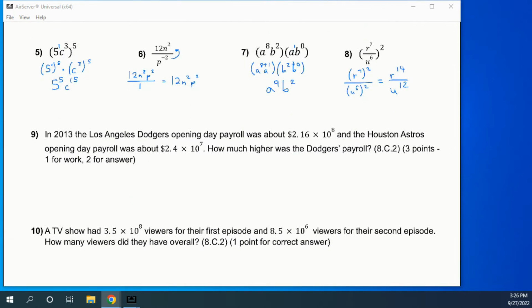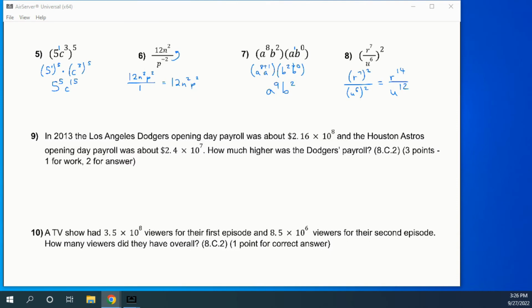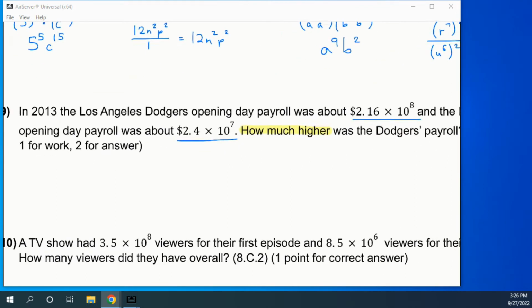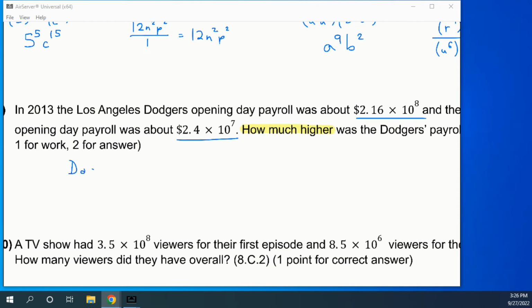Number 9, in 2013, the Los Angeles Dodgers opening day payroll was about 2.16 times 10 to the 8th, and the Houston Astros was 2.4 times 10 to the 7th. How much higher was the Dodgers payroll? So what we're going to do is take the Dodgers minus the Astros.